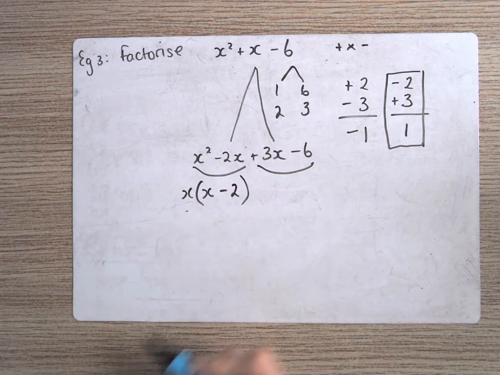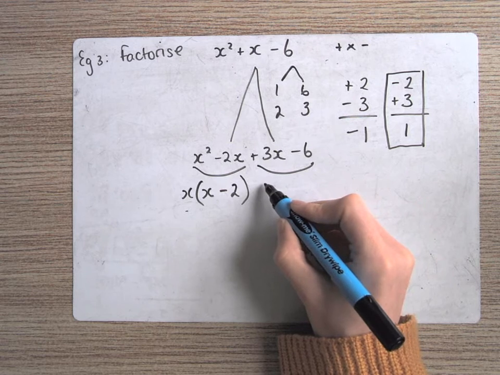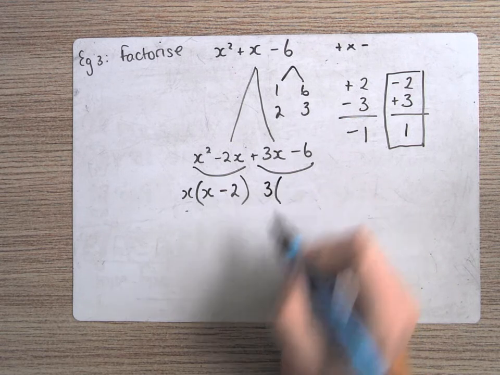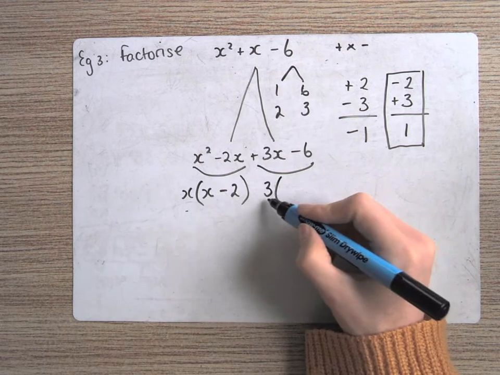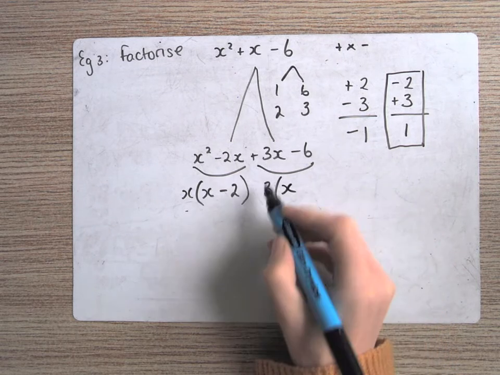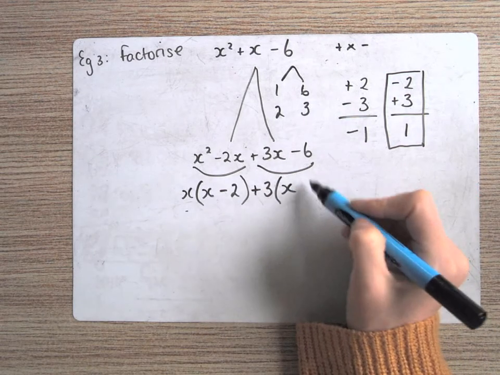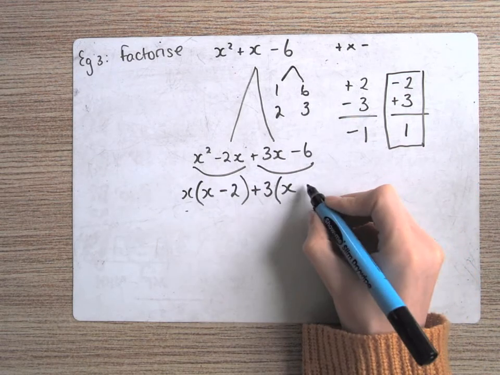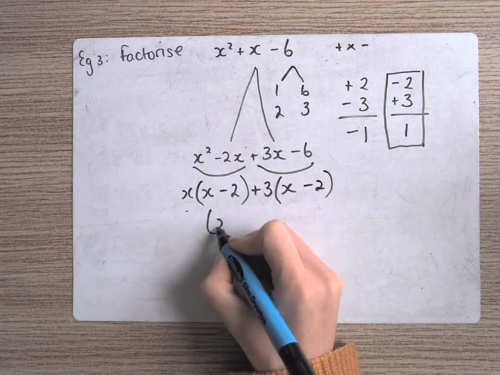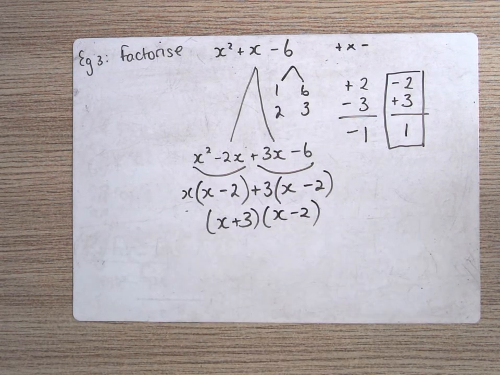Minus 2. And what's common here? 3. Do we know what sign? Do you want to just leave it for a second? 3 by what gives me 3x? X. So that must be a plus, because otherwise you would have said minus. And 3 by what gives me minus 6? Minus 2. Lovely. Last line: x plus 3, x minus 2. Okay?